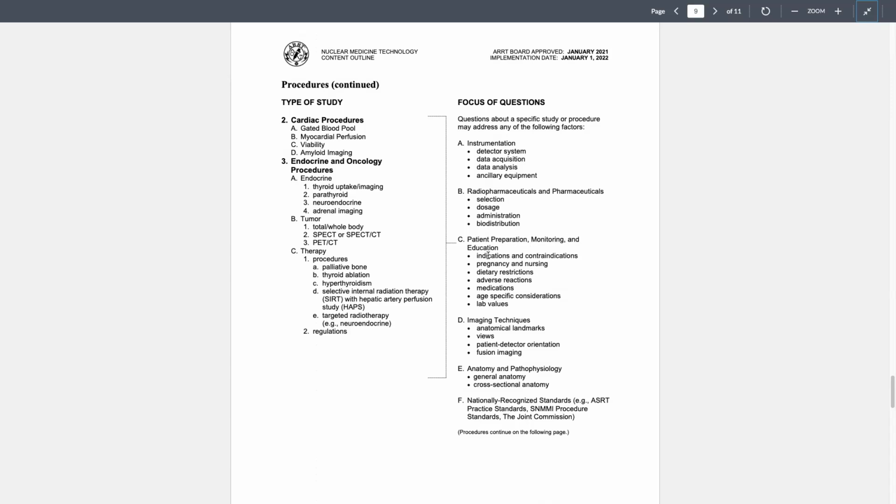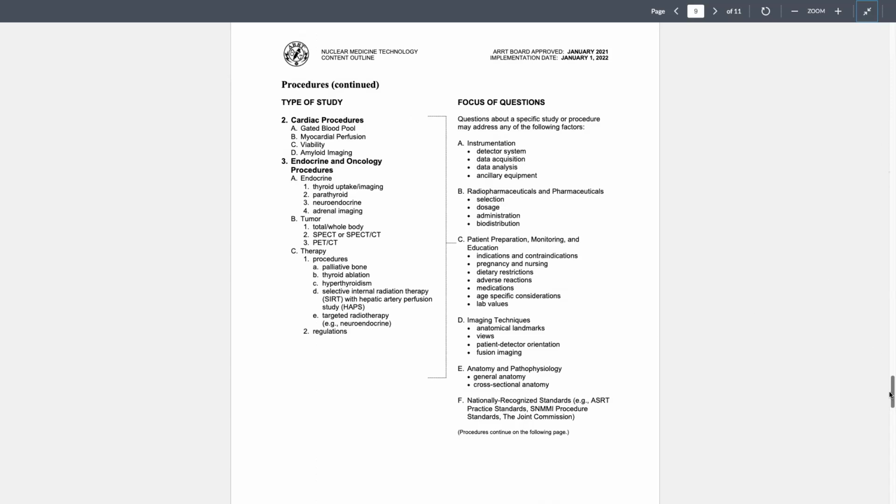What's the patient education, preparation, and monitoring that we do? What are any restrictions or adverse reactions? What are the imaging techniques? What's the anatomy and pathophysiology that you could expect to see? And what are any standards, right? So when you are looking at these different procedures that we do, this is the kind of questions they're going to ask you about those procedures, right? And so that's how you read this document. And that shows you for all the procedures.